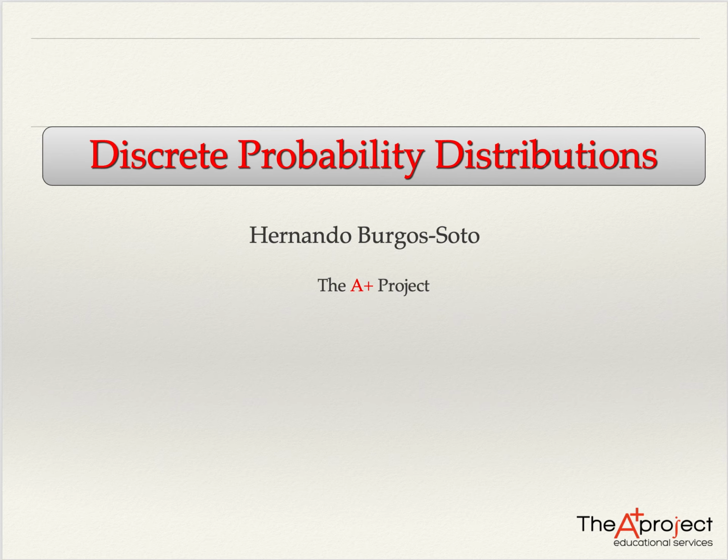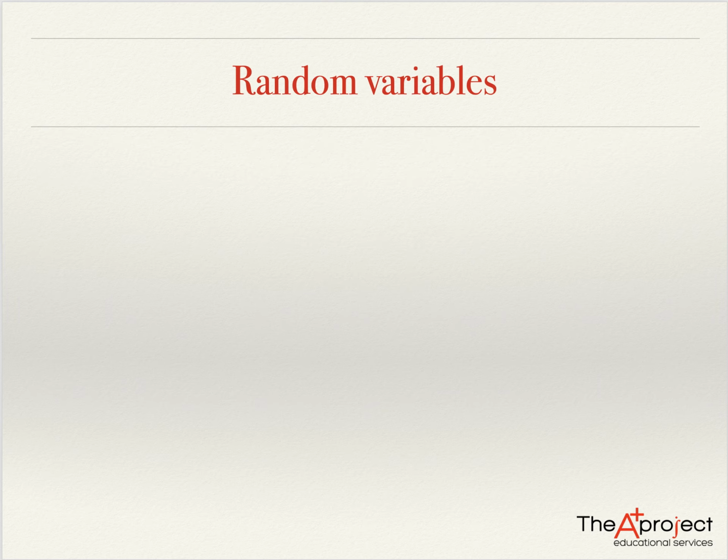This is the first of a series of videos related to the concept of discrete probability distribution. To understand this concept, it will be a good idea to start from the concept of random variables.